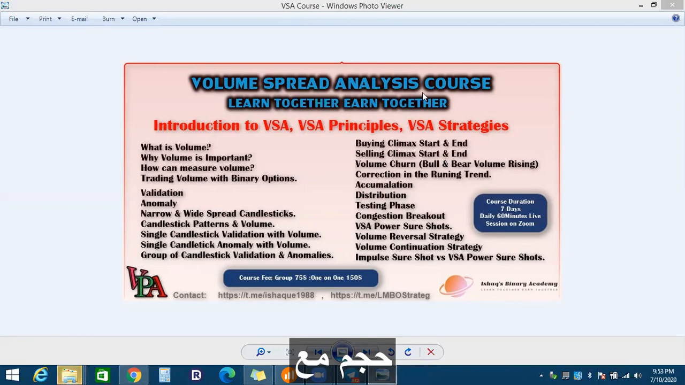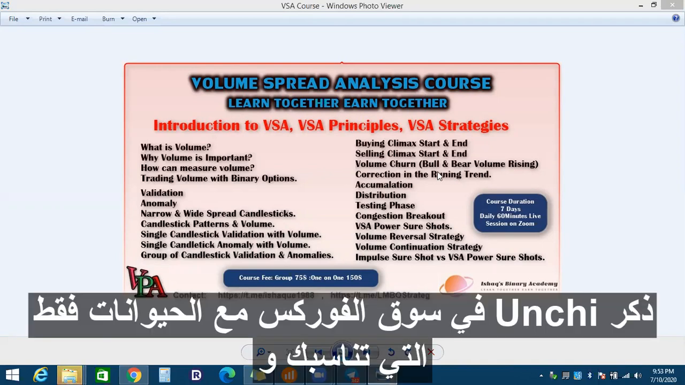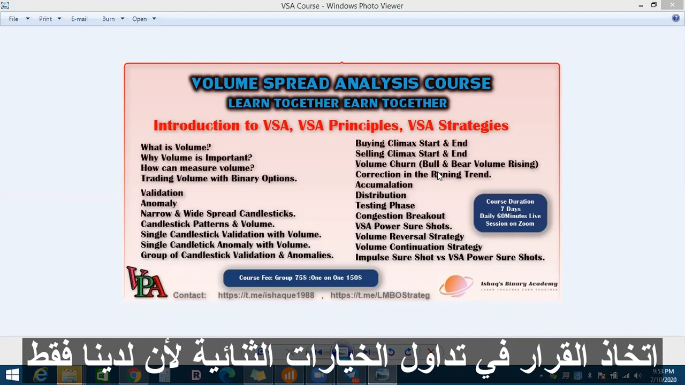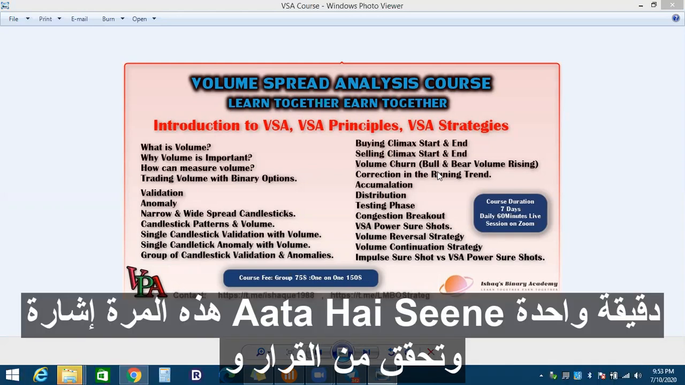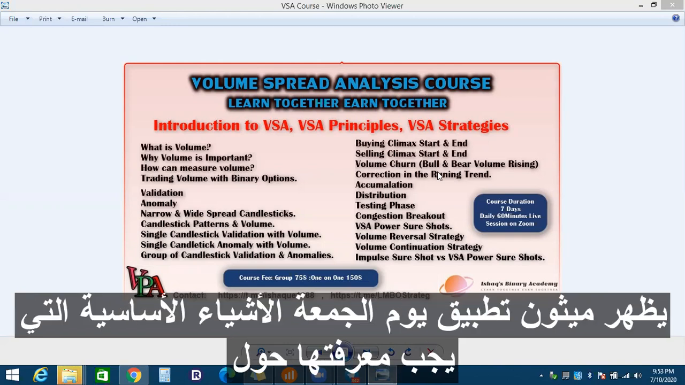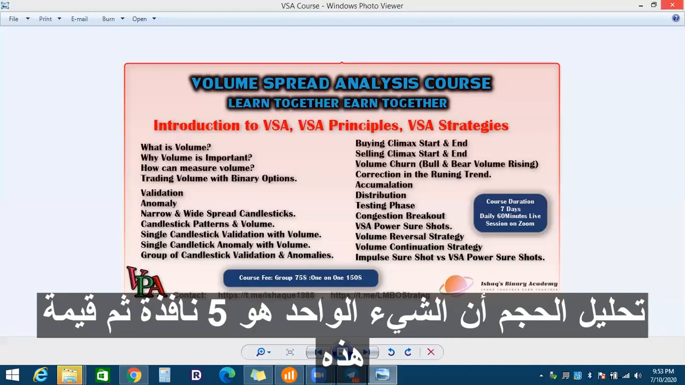Okay, so we were talking about trading volume with binary options. The volume traded in the forex market, we only analyze that volume and take the decision in binary option trading, because we have only a 1 minute or 5 minute expiry time. In this time we must understand the signal and take the decision, and we can apply it in trading. So the basic two things we know about volume analysis are price and volume.